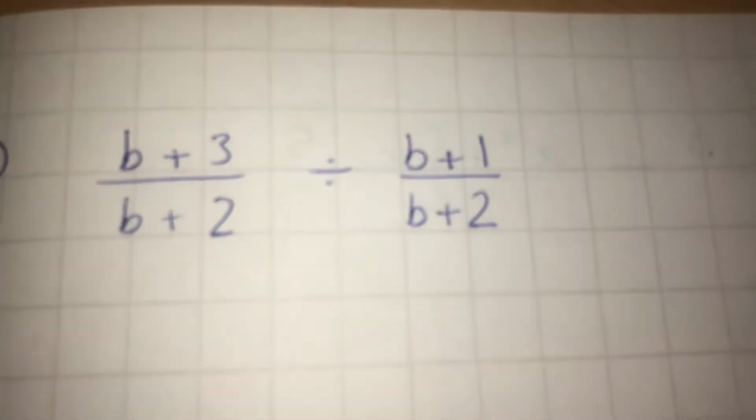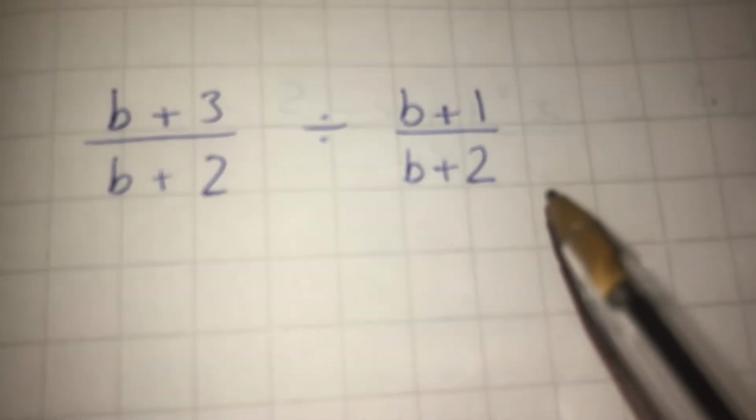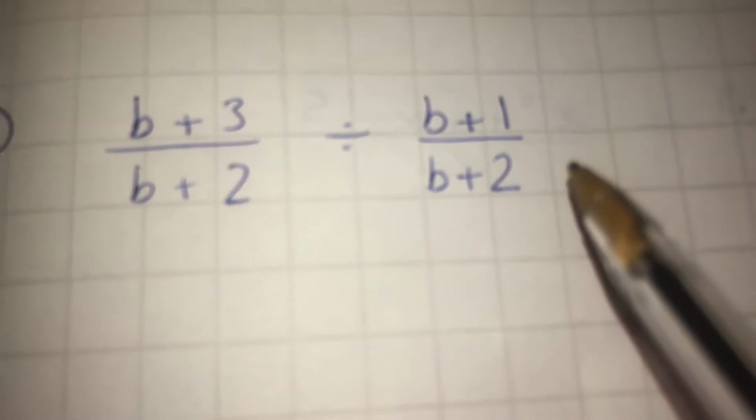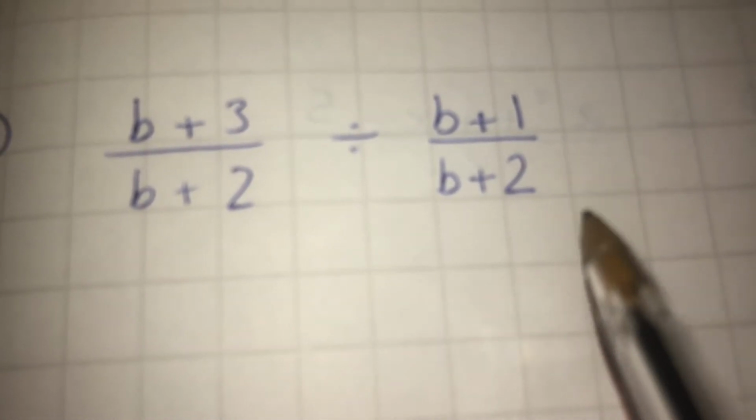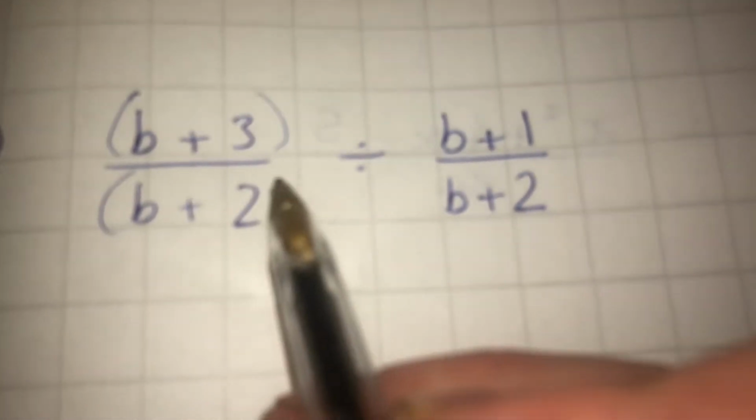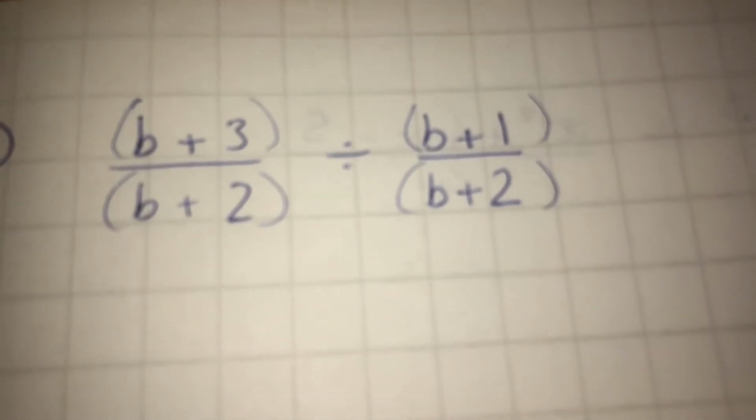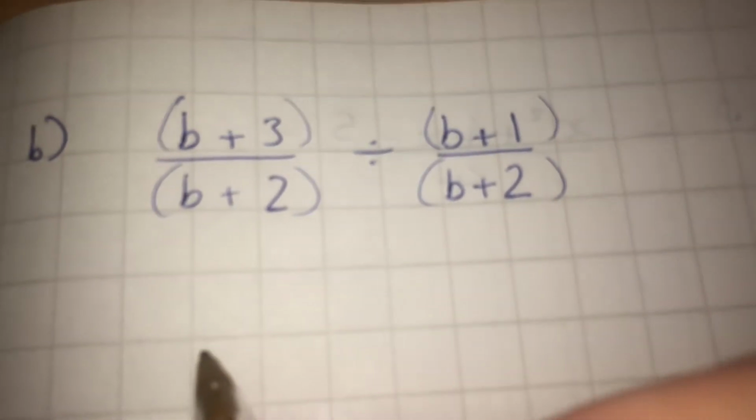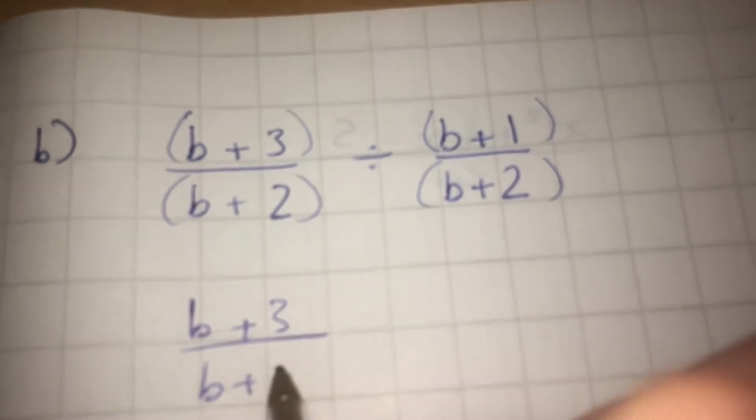Now sometimes when people come across something like this, they think they're going to have to use FOIL, multiply the brackets. You actually don't, and I'm just going to point something out. So I've got b plus 3 over b plus 2 divided by b plus 1 over b plus 2. We're eventually going to multiply, so I'm actually going to put the brackets in. But because it's a dividing sum, let's do our keep, flip, change. Let's keep the first fraction the same, so it stays as b plus 3 all over b plus 2.